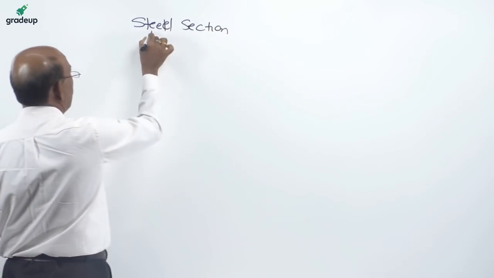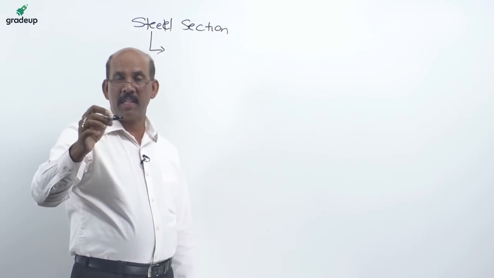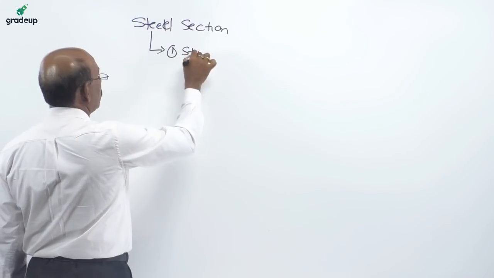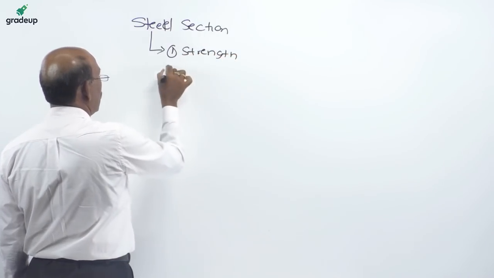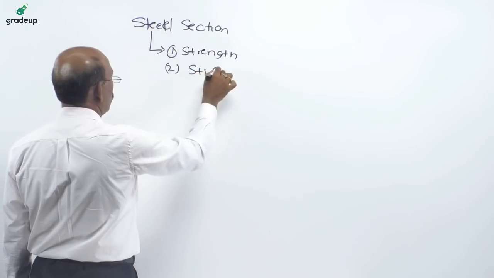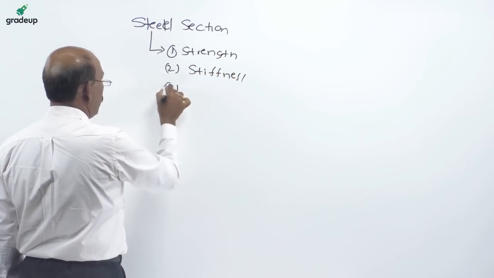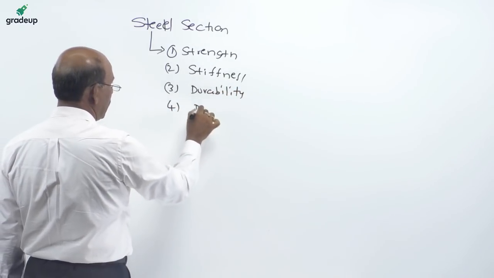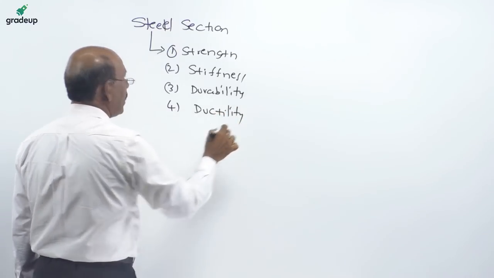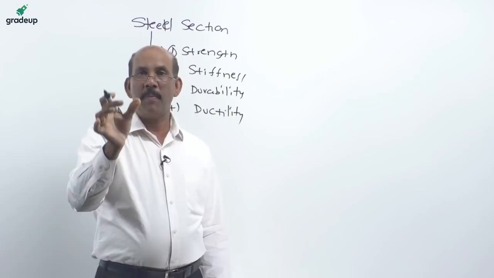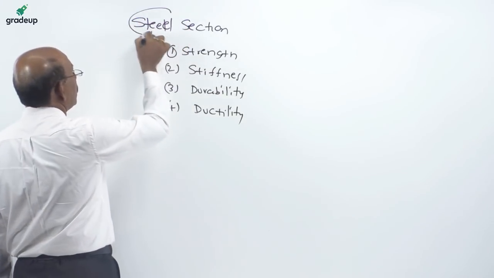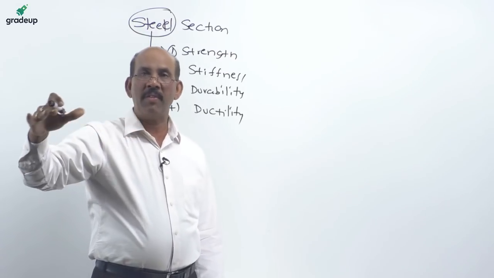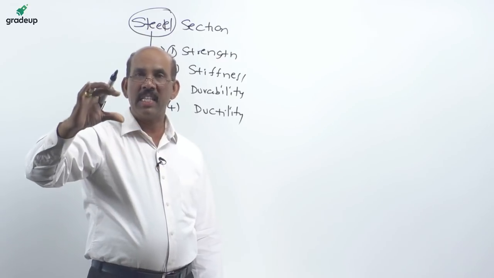the main properties of steel are: one is the strength, one is the stiffness, third one is durability, fourth one is ductility. So as far as the steel section, the material steel when we are using as a structural element, like a beam, column, any member manufactured with steel, the steel is having these four.